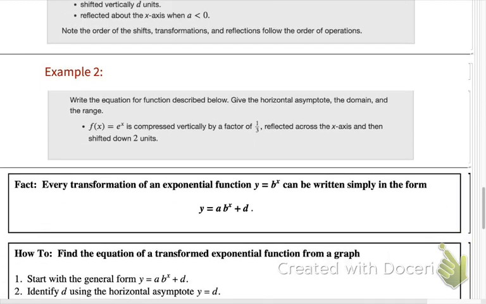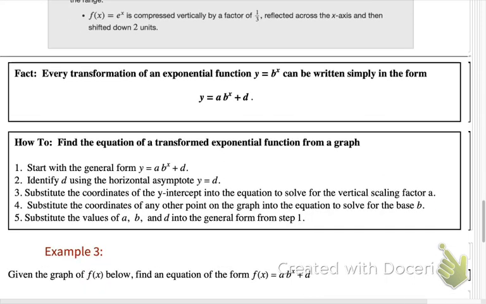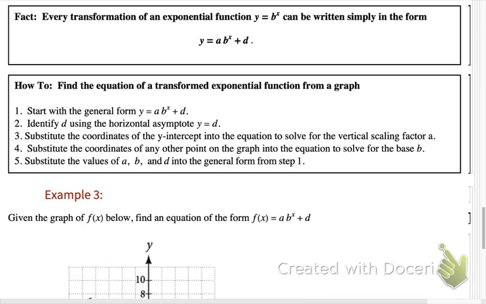Finished up going through example 2, starting with the parent function f of x equals e to the x. We found a form for the function obtained by compressing the graph of e to the x vertically by a factor of 1/3, reflected over the x-axis, and then shifted down 2 units. Now, for the one example that I haven't yet covered, we are going to be given the graph of a transformed parent function, and we're going to find its form.